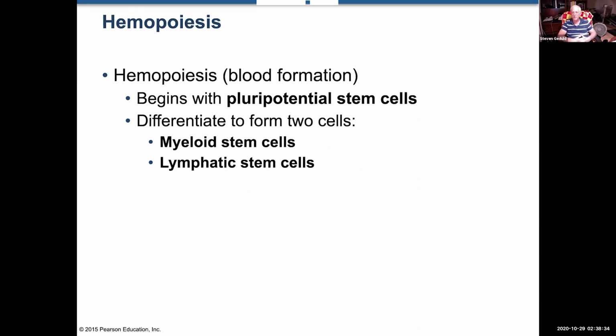Hemopoiesis, blood formation. There's lots of different pathways to form blood. They start with what are called pluripotential stem cells. Those can differentiate into the different types of cells that we need: red blood cells, white blood cells. They differentiate into two cells, myeloid stem cells and lymphatic stem cells. The myeloid stem cells form your blood, lymphatic stem cells form your lymph cells. We'll do the lymphatic system in the next chapter. That's another really interesting system too.